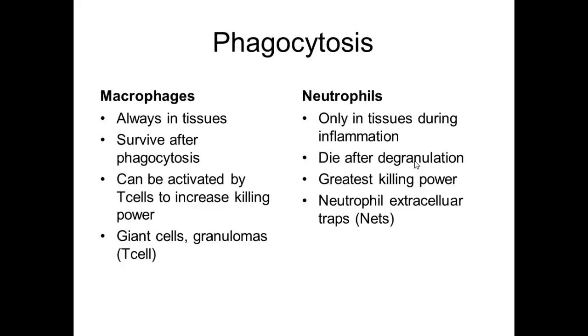Their lysosomes have really toxic substances in them. These guys have the greatest killing power, and they can even shoot their cytoskeleton out and create nets to try and trap the pathogen. This is one of the newer things I learned even after I took immunology, their ability to shoot their cytoskeleton out of themselves and create these nets. So they're basically killing themselves in an effort to trap the pathogen in that particular area.